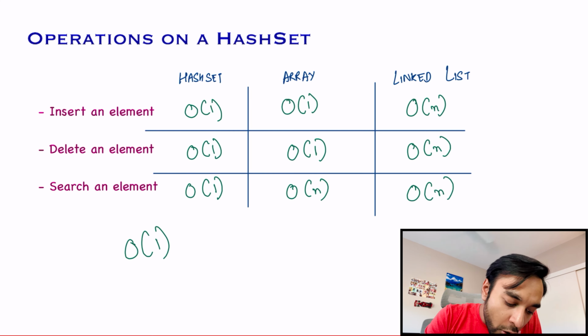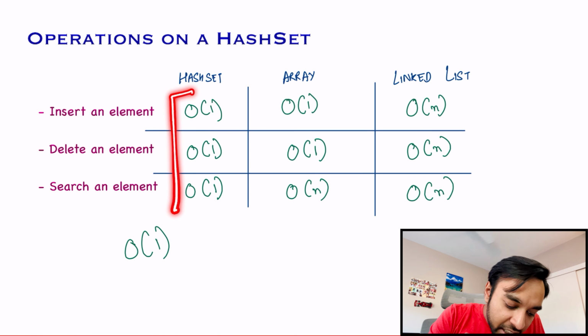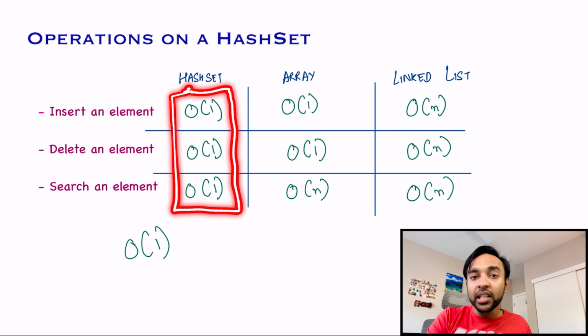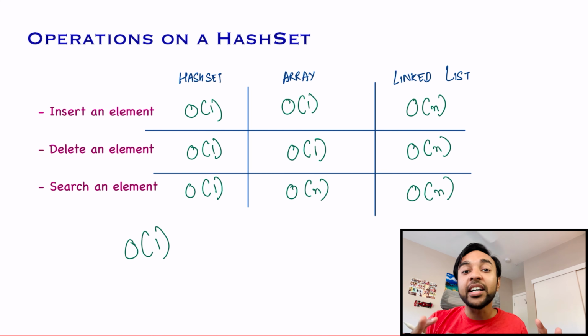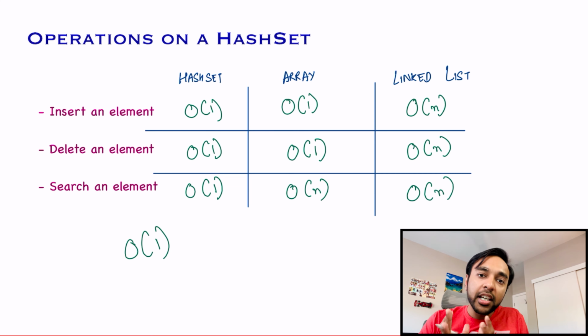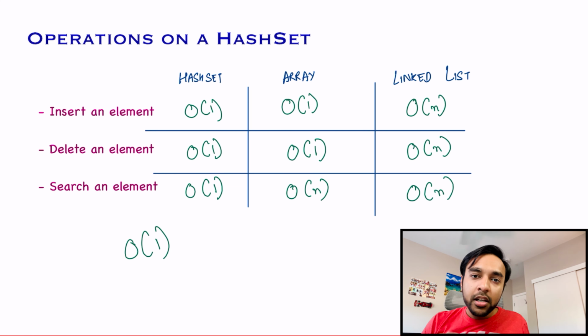Now compare all of these time complexities. Which one is the best? A HashSet gives you an order of 1 time complexity for any operation. And that is what makes it so fast. So whenever you are writing code that has to be fast, you have to use a HashSet. So how do you actually perform all of these operations? Let us do a quick demo about it.